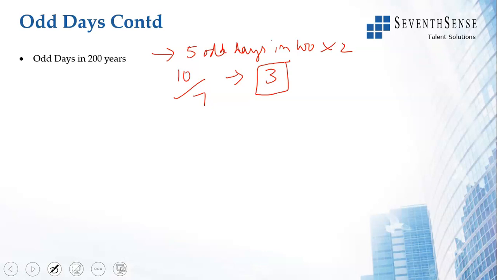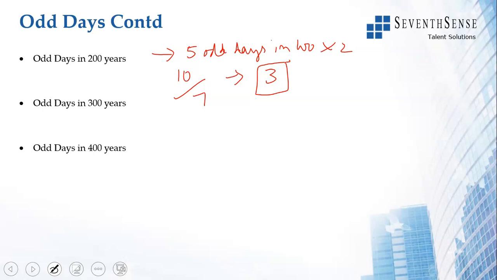So you have 24 leap years from 0 to 100 and you have 24 leap years from 101 to 200. So totally it is 48 leap years, and you can calculate it that way as well. Or I do it as 0 to 100 has 5 odd days. So 100 to 200 also has 5 odd days. So totally it is 10 odd days. 10 divided by 7 gives me 3 odd days.